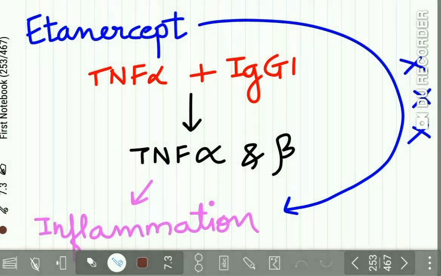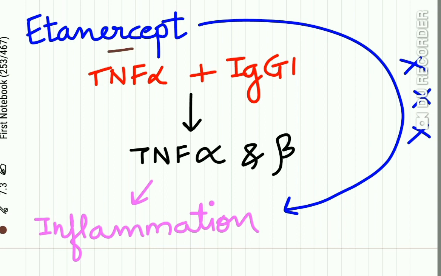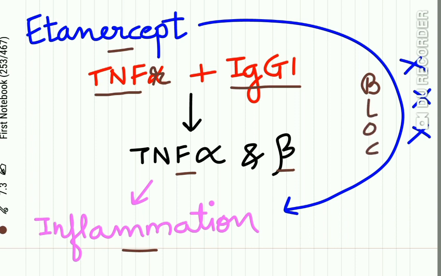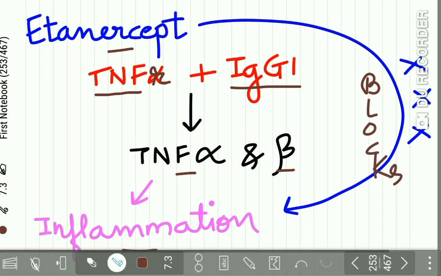The mechanism of action of etanercept: the tumor necrosis factor receptor binds with immunoglobulin G1 and neutralizes the TNF alpha, or tumor necrosis factor alpha, and beta. This TNF alpha and TNF beta causes inflammation in the patient. Now, etanercept blocks this inflammatory action and thus helps in immunosuppression.